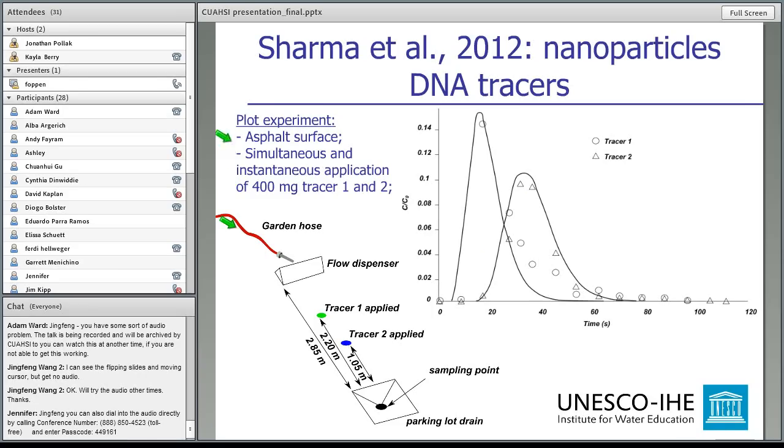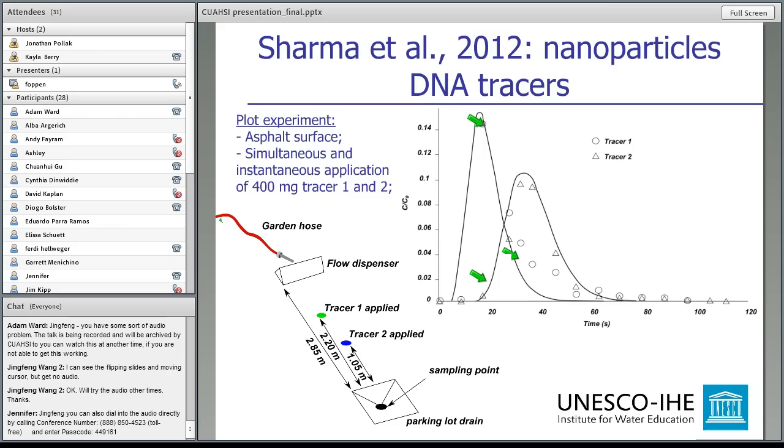So here you have an example of an experiment that they did. This is what they call a plot experiment on an asphalt surface, and there they had the simultaneous and instantaneous application of 400 milligrams of tracer 1 and tracer 2. Here you have a garden hose, and they are near a parking lot. This is a flow dispenser, so water was flowing here, and it was ending here in this drain. They applied tracer 1 at 2 meters from the drain and tracer 2 at 1 meter from the drain. They collected samples here, and here they measured breakthrough curves.